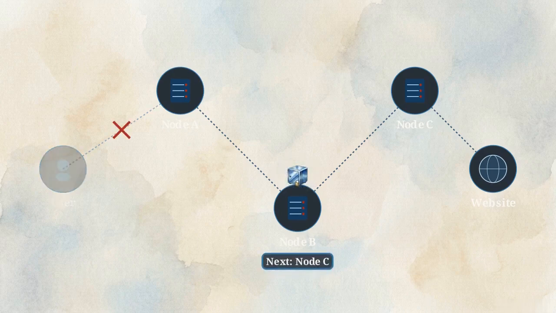The package moves to a second computer. This one can only open the medium box, revealing the smallest box inside. It sees the next destination, but it has no idea who originally sent the package. It only knows it arrived from the computer before it. Finally, the package reaches a third computer. It opens the smallest box, finds your actual request, and delivers it to the website.